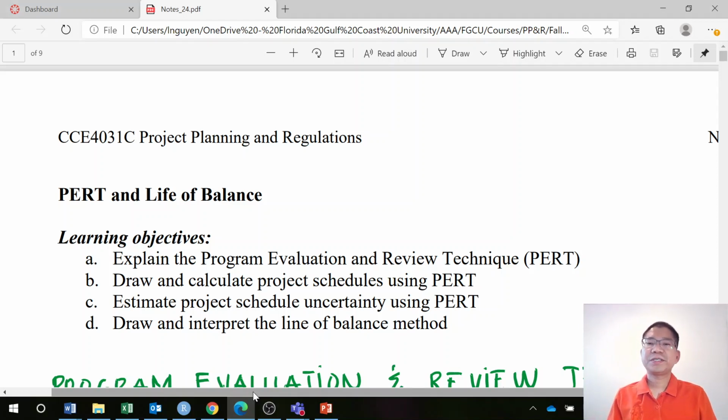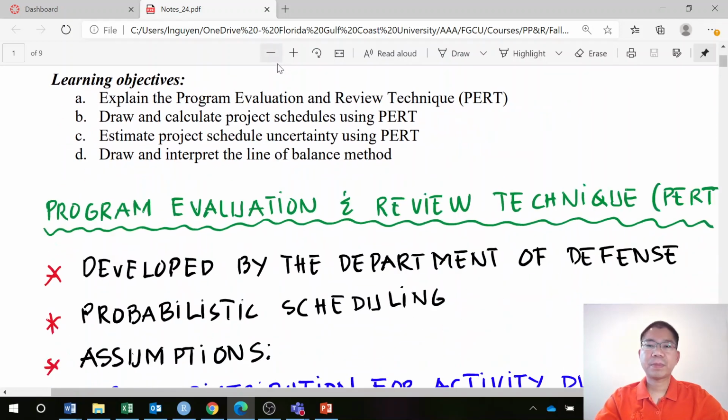In this class we discussed the program evaluation and review technique, called PERT, and we also discussed the other method, line of balance scheduling (LOB), and we have four learning objectives shown here. So let's talk about the program evaluation and review technique and why we need it.